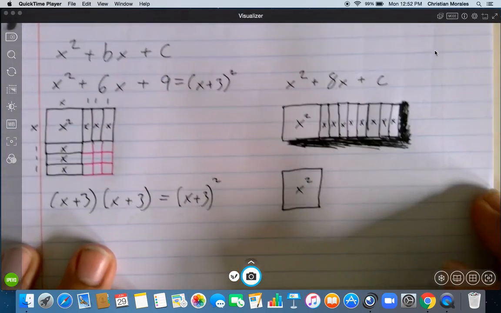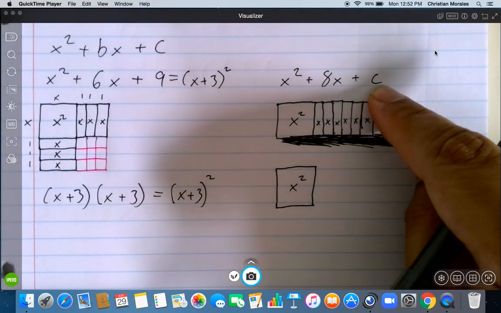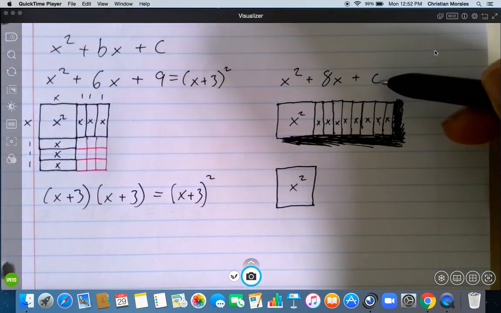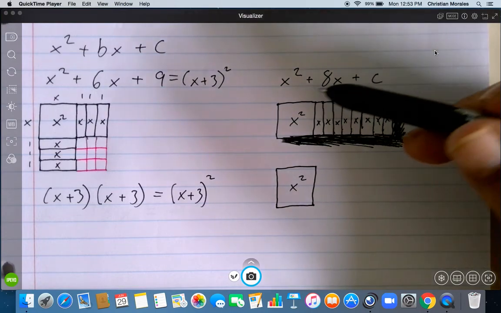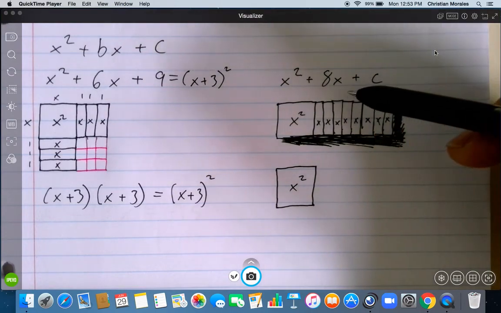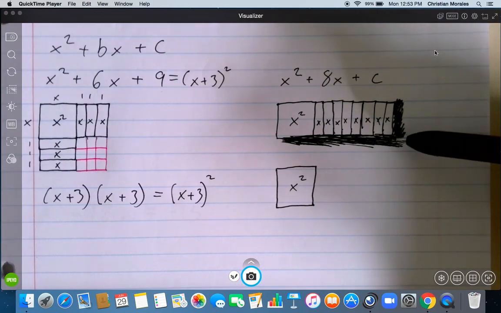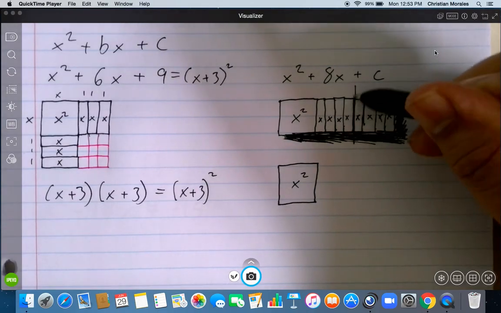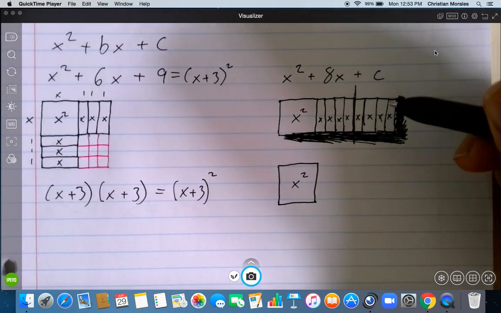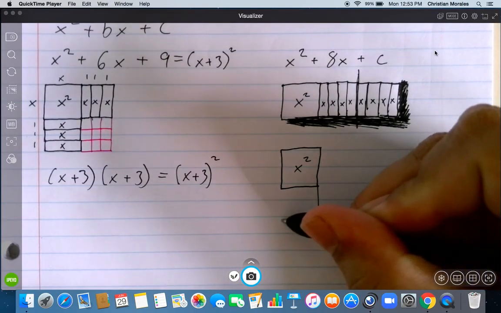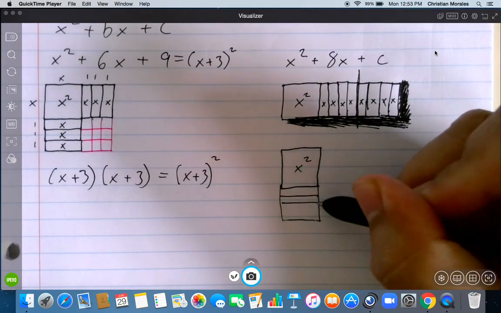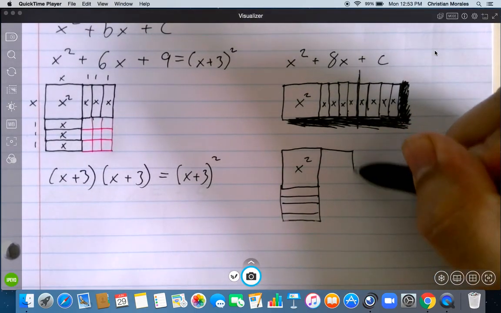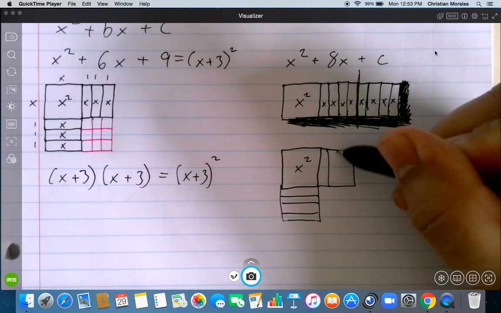All right, now, what most of the problems are going to ask you to do is to find a value for c that will make it a perfect square. So just imagine you start with this, x squared plus 8x. This is what the tiles look like. You have 8 x's and you have 1 x squared. You would want to split this in half so that when you try to make your perfect square, you have the same length and width.